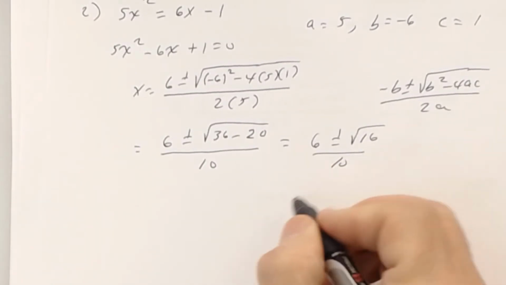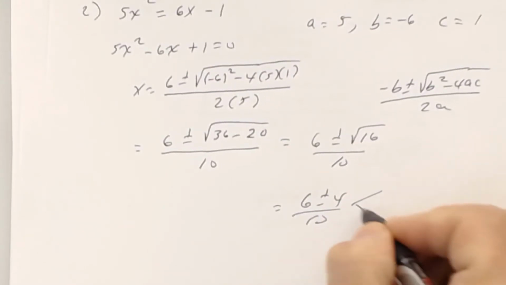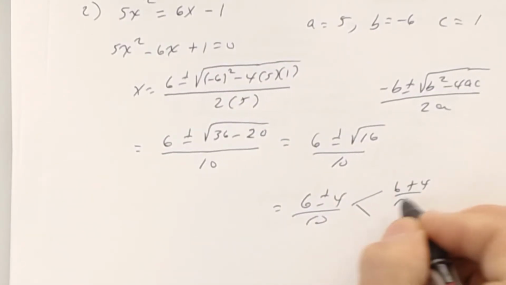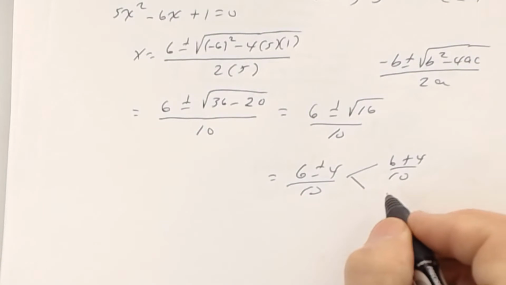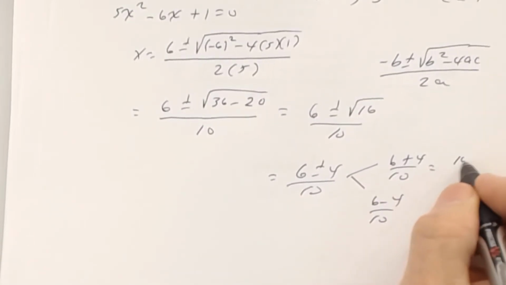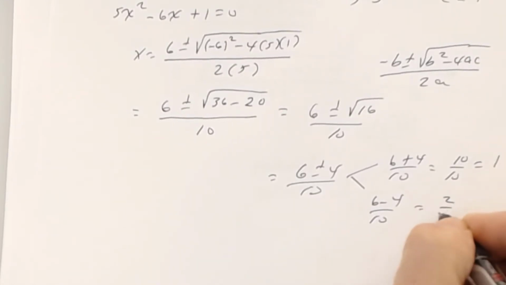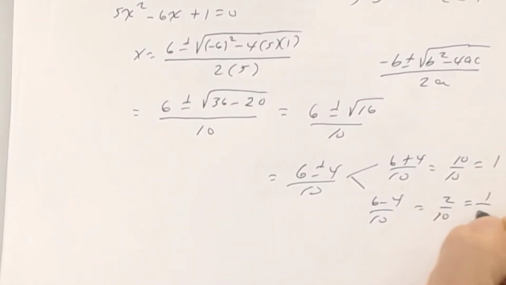All right, so that's 6 plus or minus the square root of 16 over 10, and the square root of 16 is exactly 4. So that's going to become 6 plus 4 divided by 10, and then what's the other one? 6 minus 4 divided by 10, so that's 10 divided by 10, which is 1. And then 2 divided by 10, which is 1/5.